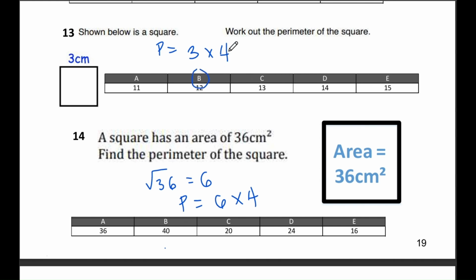Now remember, a square has 4 sides that are all the same length. So to find the perimeter, we add up all the sides, or we can say 4 sides multiplied by 3 centimeters each, which gives us 12 centimeters.